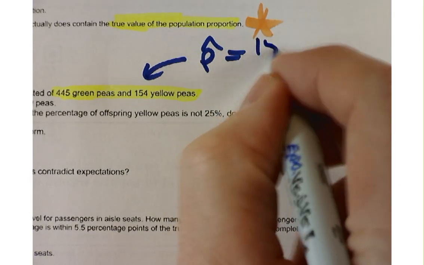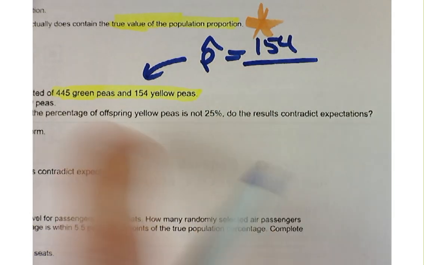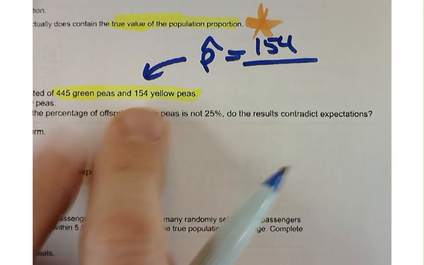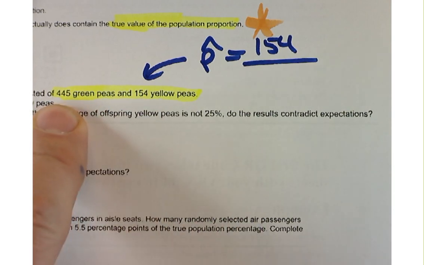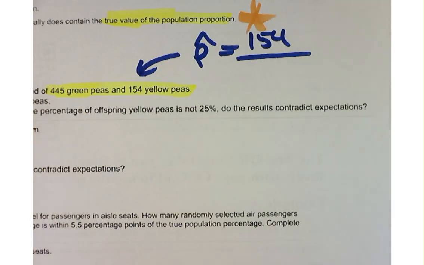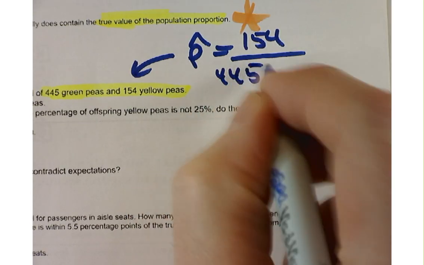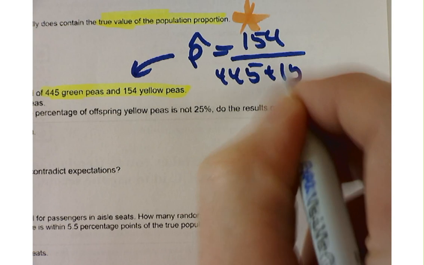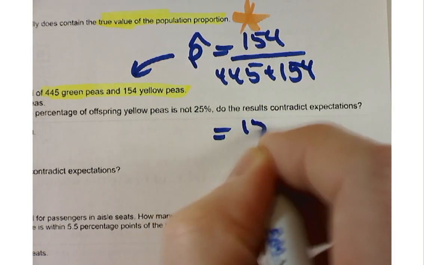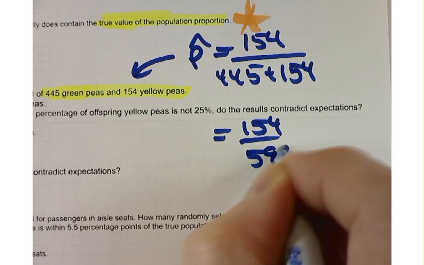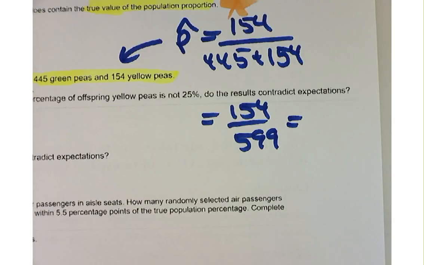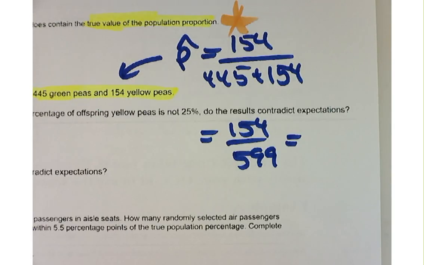154 over... Well, it's not just over 445. Add them. Yeah, you've got to add those, right? Because you want to look at the total number of peas here. So it's going to be 445 plus 154. So it's going to be 154 over 599. That's about 25.7%.